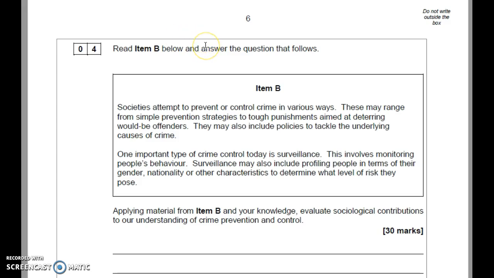So if we have a look at what you actually had to do on this one, they'll always give you an item. They're expecting you to use the item to give you clues and your knowledge, and look at sociological explanations to your understanding of crime prevention and control. So it's a little bit of a two-parter as well. So better answers will have addressed both those two things quite separately.